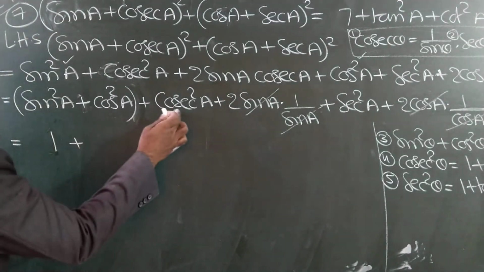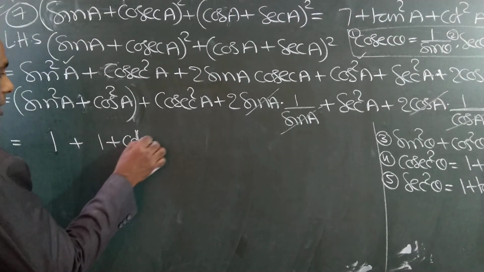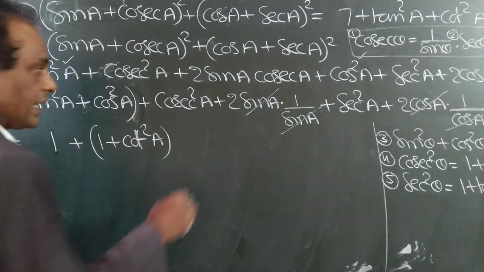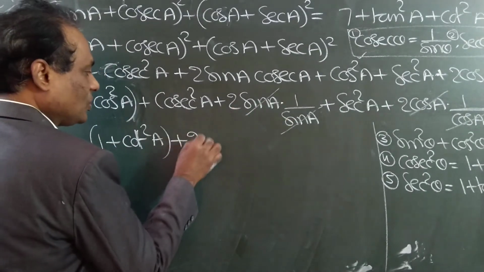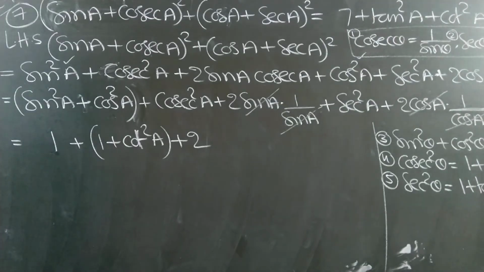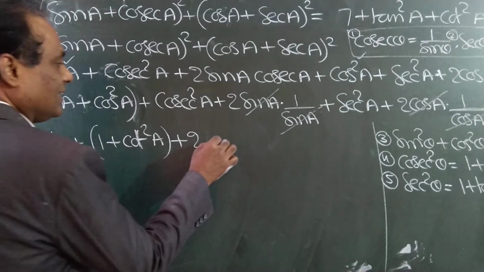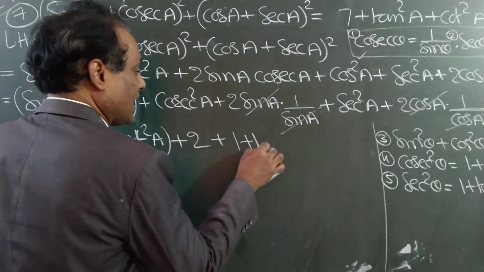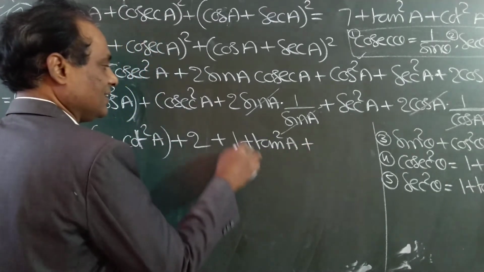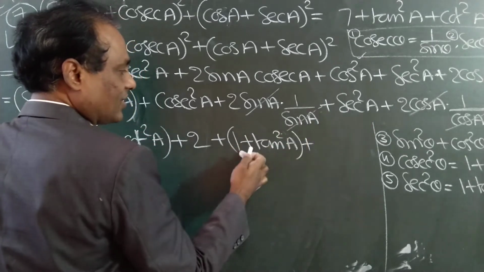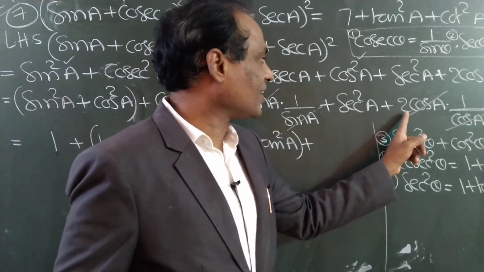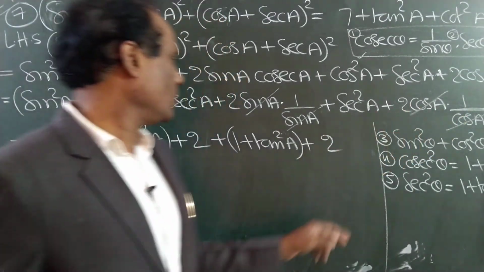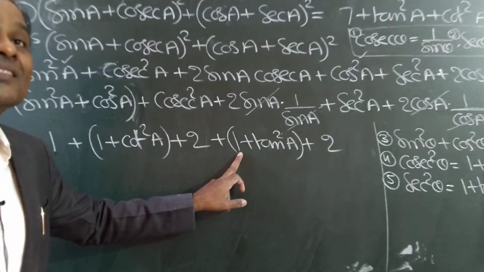Is it clear? Cosecant square is equal to 1 plus cot square. Don't write. Sine cancels. Secant square is equal to what? 1 plus tan square. Cos cancels. What is the remaining? 2. 2 plus 1, 3.